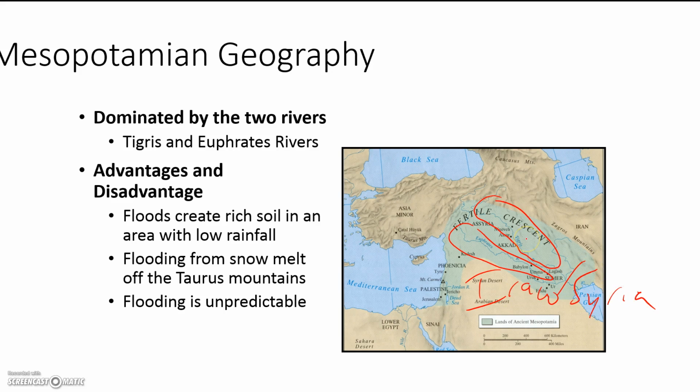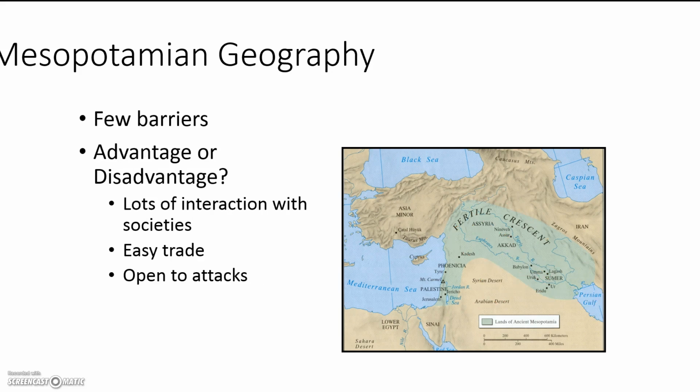The 2 rivers are going to provide rich soil in an area with low rainfall by flooding annually. The problem was that their flooding was unpredictable, and because it was unpredictable, the flooding is going to be happening at a very, very vicious pace, and it's going to lead to a lot of destruction. So although they get the great farmland, Mesopotamia is going to get a whole lot of destruction. Geographically also, this area is wide open, and so it's good in the fact that because there are few barriers, they're going to have easy access to trade, and they have lots of interactions with other societies.